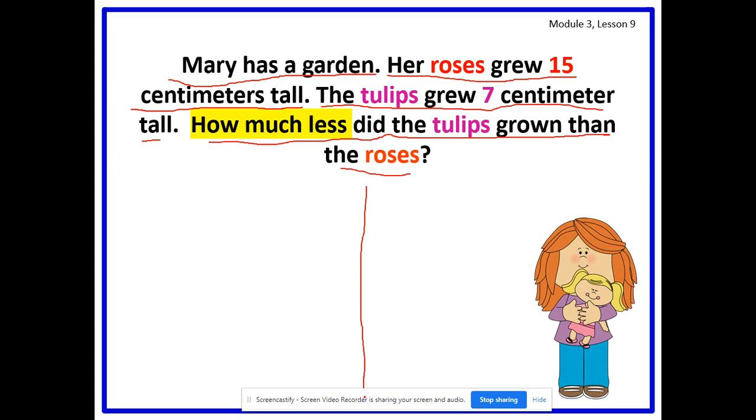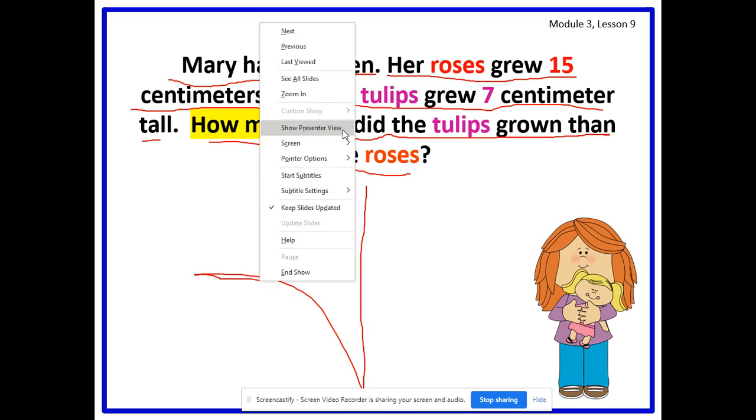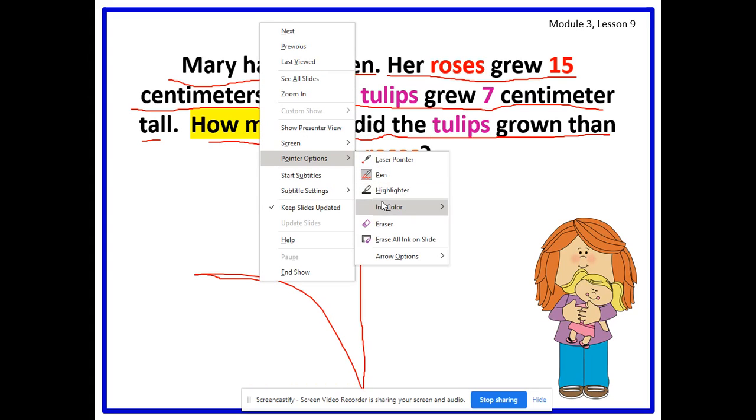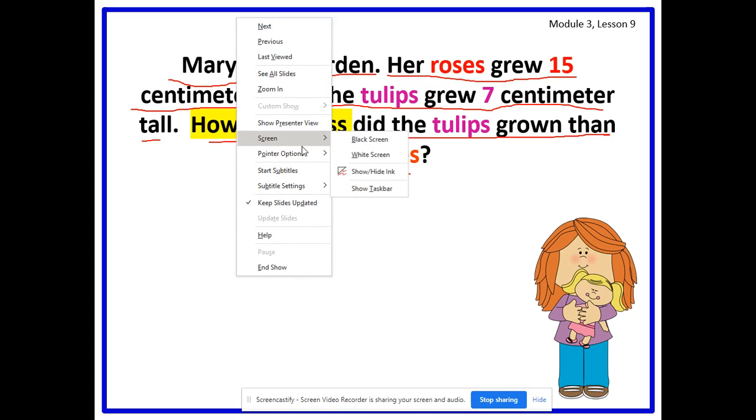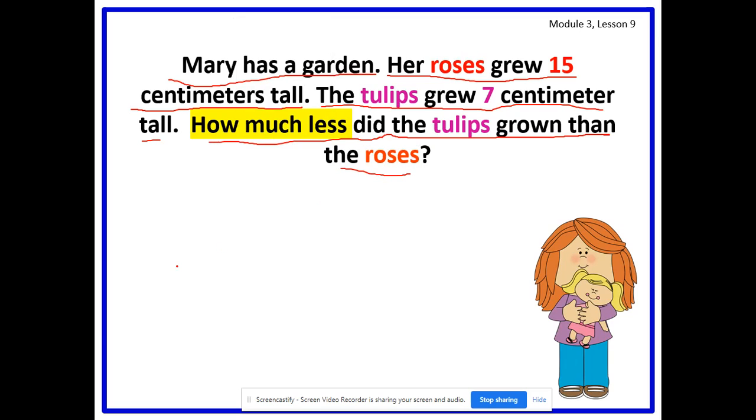We can quickly go ahead and do our, sorry about that. Let me go ahead and erase this. There we go. So now let me do my T-chart.